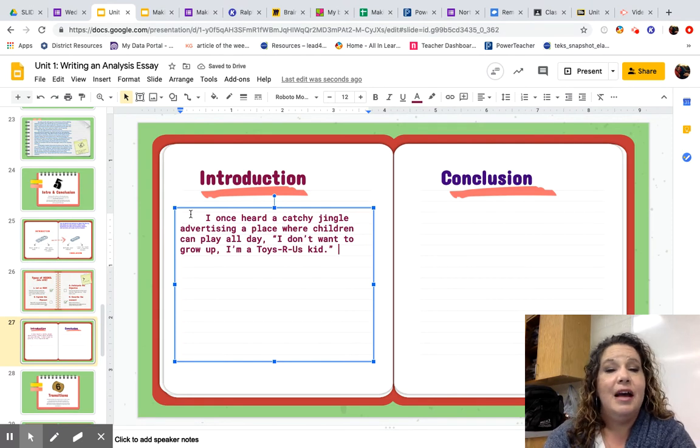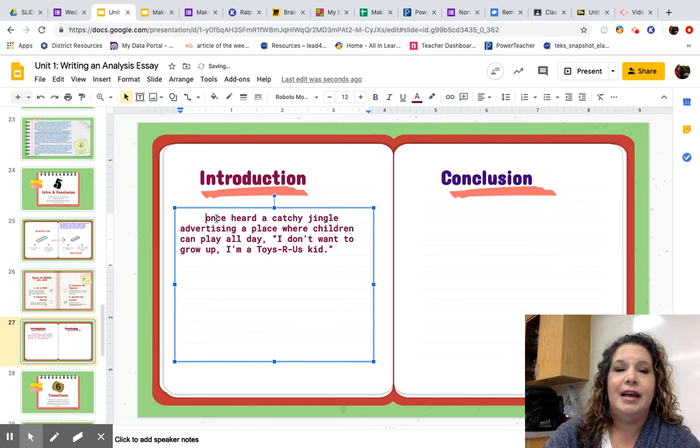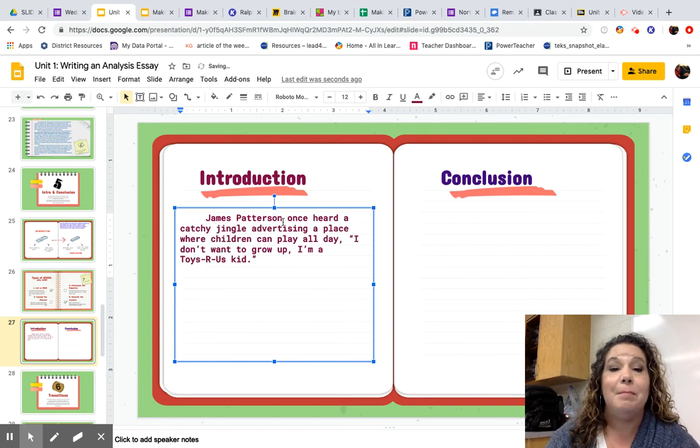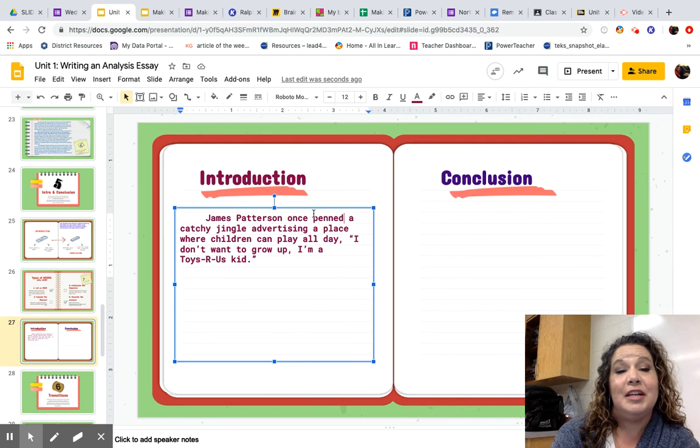And now I want to lead in. I actually want to revise this because remember, we're avoiding I statements. I'm going to attribute this to the author, James Patterson. Once penned, meaning wrote: James Patterson once penned a catchy jingle advertising a place where children can play all day. I don't want to grow up. I'm a Toys R Us kid.